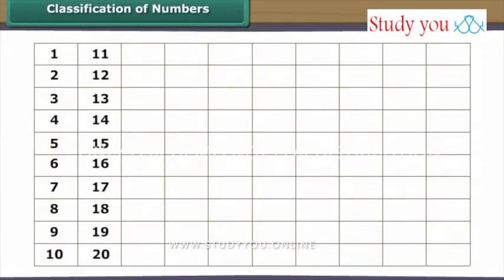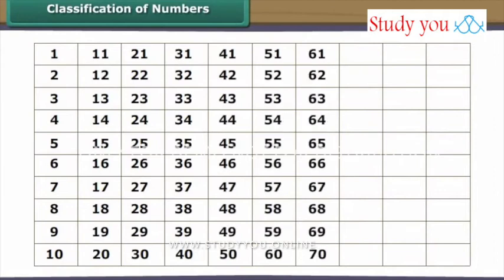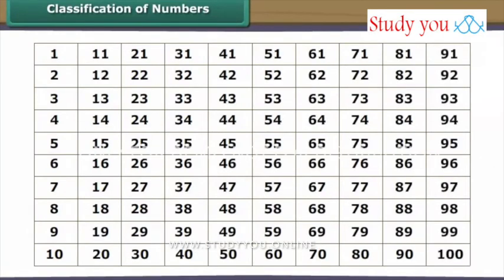We draw a table of 10 columns. In the first column, we list the numbers from 1 to 10. In the second column, the numbers from 11 to 20 and so on. Thus, in the last column, we list the numbers from 91 to 100. We cross out numbers that are not prime and circle those that are prime. 1 is not prime as it has only one factor. We draw a cross on it.